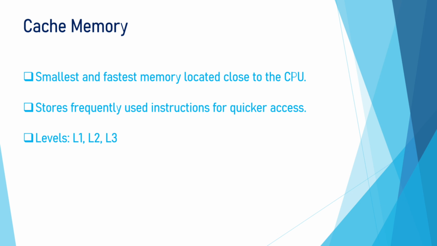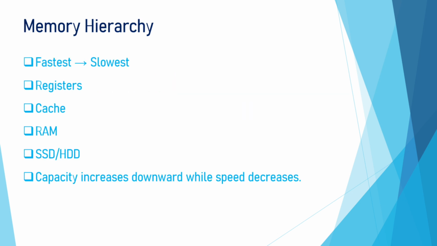Cache memory is available in 3 levels, L1, L2 and L3. Amongst them, L1 is the fastest. I will give you the details of L1, L2, L3 also in the description. You can check it out.